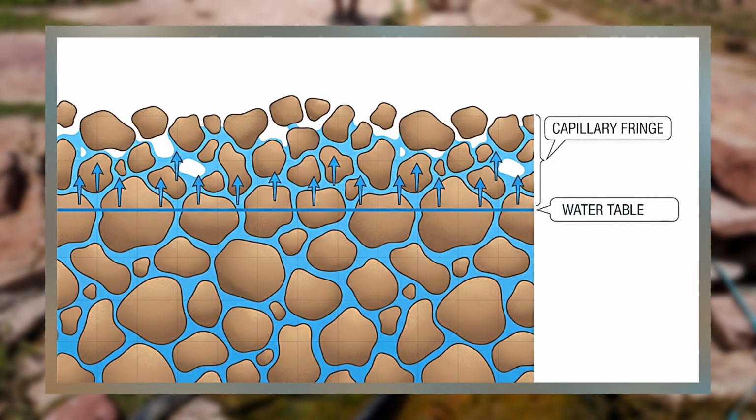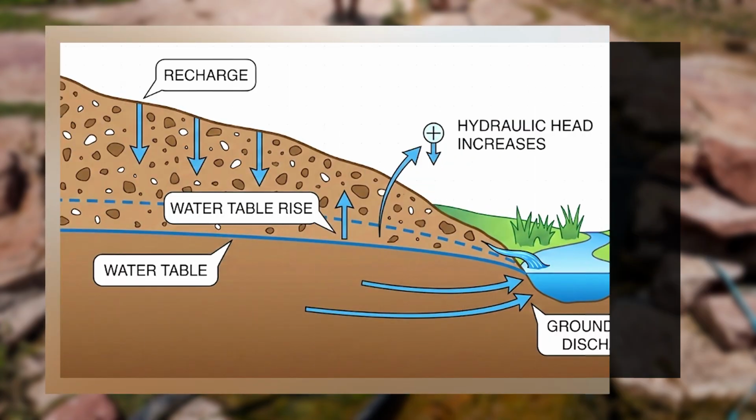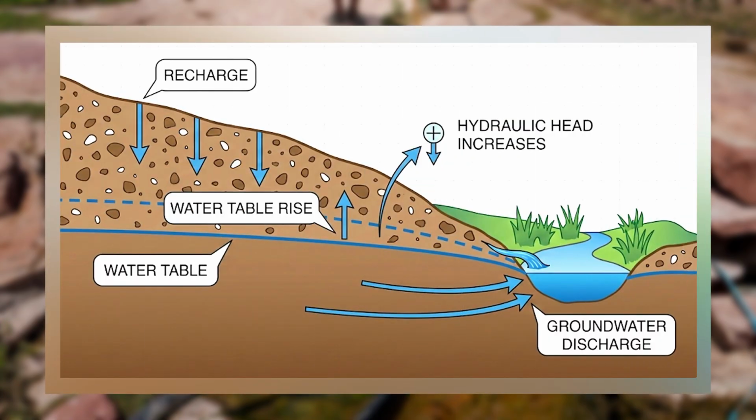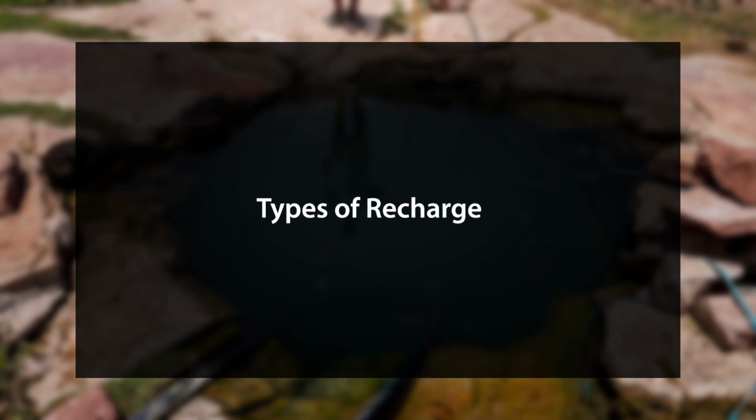Eventually, the percolating water reaches the capillary fringe, a moist zone situated just above the water table, where water is drawn upward by surface tension, upon crossing from the unsaturated zone into the saturated zone. So, the water becomes recharge, leading to a rise in the water table. This elevation increases the hydraulic head in the aquifer, thereby facilitating groundwater flow towards discharge points such as streams or springs. Now, let us discuss the types of recharge.